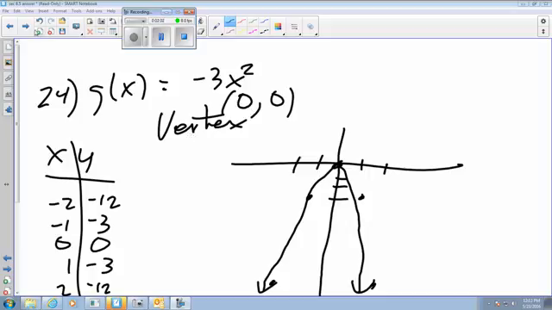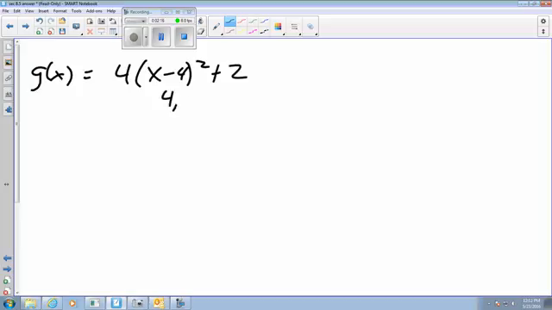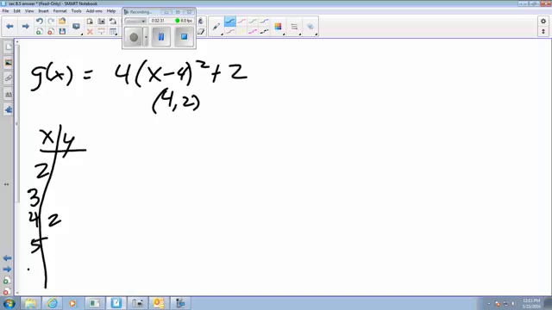Let's take a look at number 26 now. 26, we have g of x is equal to 4 times the quantity x minus 4 squared plus 2. We know that the vertex on this one is at 4, 2. So when I go to make my table, which I need to make because there's a number in front of the parentheses, I know that 4, 2 is the middle of my table. Two numbers on either side gives me 3, 2, and 5, 6.